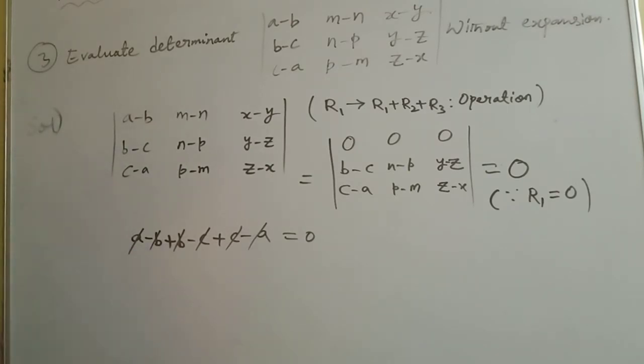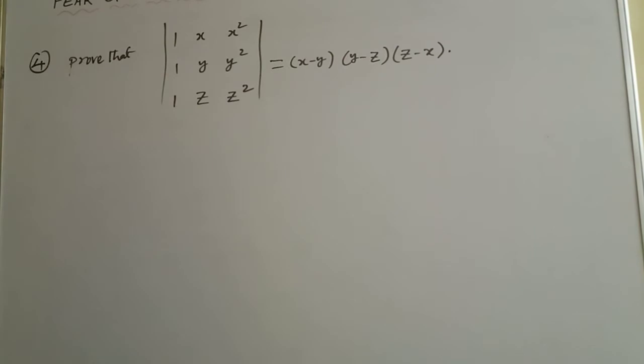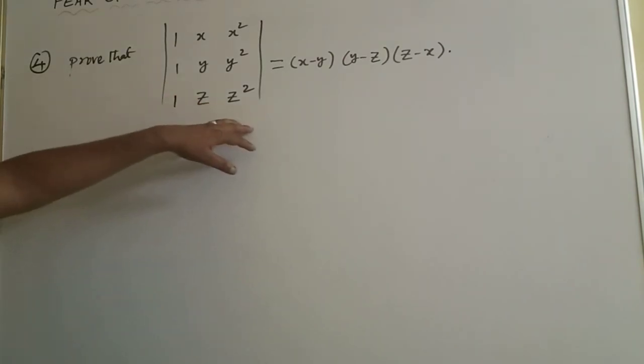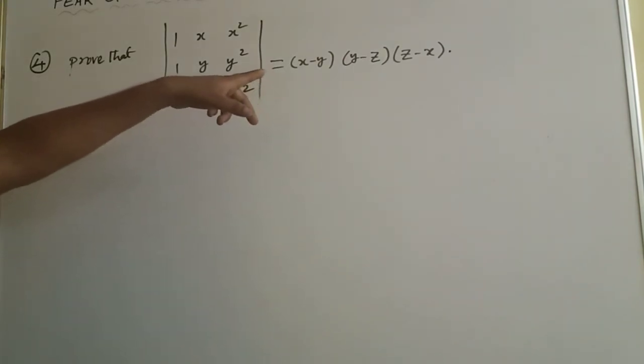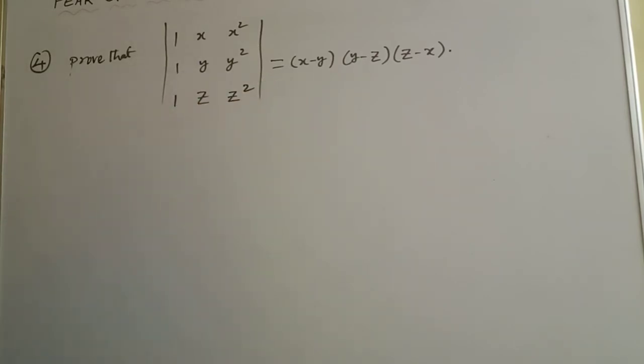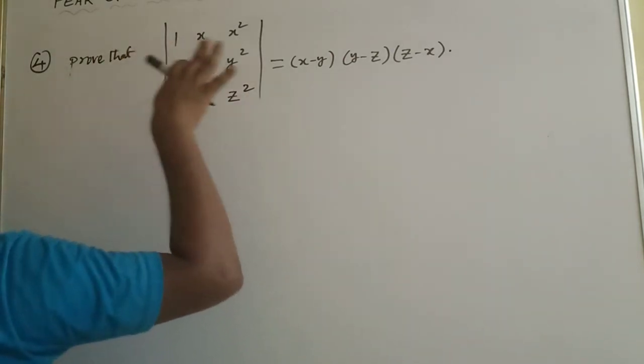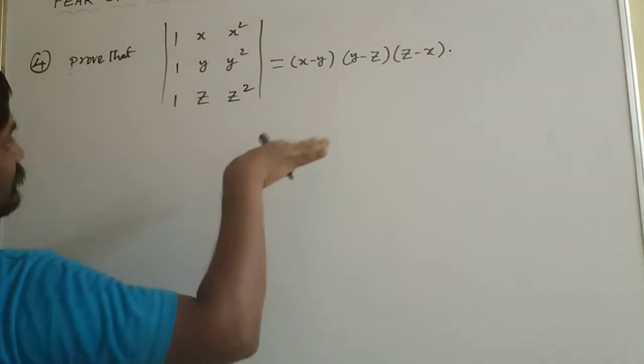Okay, so that is about your third problem. Let's move on to the fourth. Prove that the given order 3 determinant, and I need to prove x minus y into y minus z into z minus x. So it is very simple. The first, always you have to try to common some of the things, and I have to find out those answers.